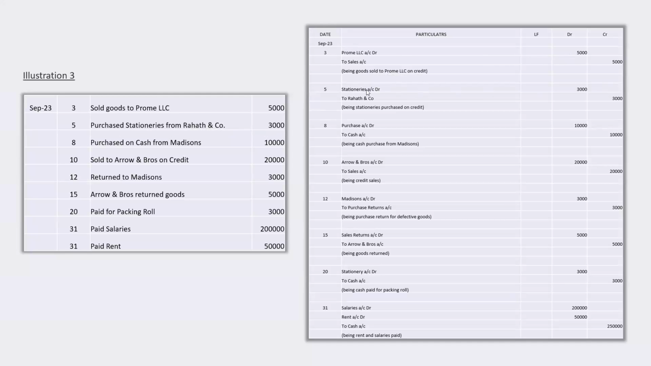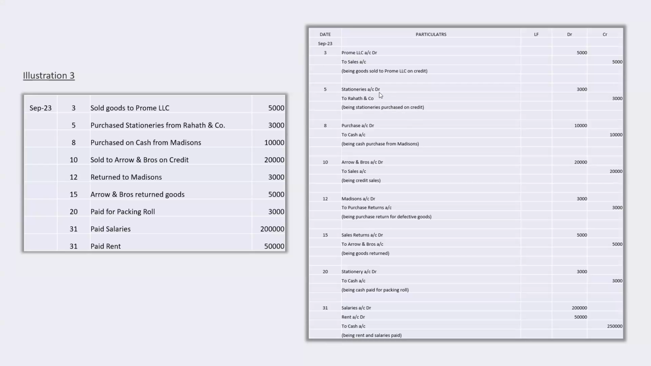And then purchased stationeries from Rahat and Company for 3,000. Here you can see it's mentioned as stationeries account debtor. Usually when a purchase is done on credit, we mention purchase account debtor. If it is a cash purchase, it should be purchase account debtor to cash account creditor. Since it is a credit purchase, it should be purchase account debtor to Rahat Company account creditor. But here it has been mentioned as stationeries account debtor.